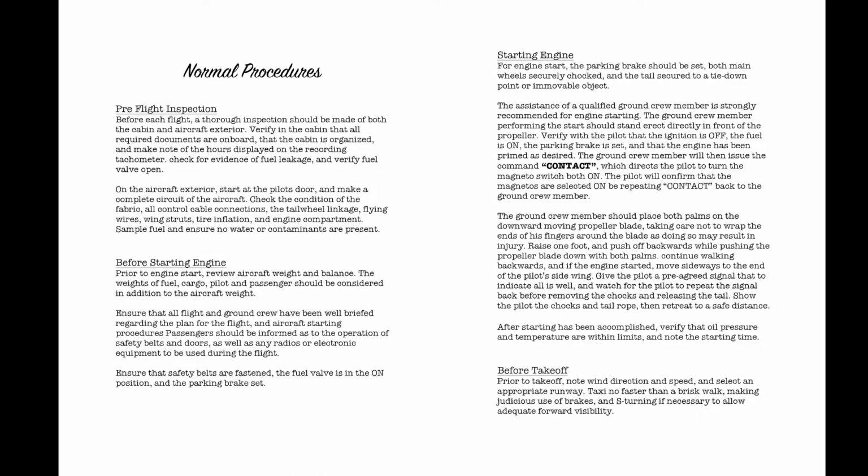Section 4 will go through normal procedures. So this will go through all of the procedures needed to operate the airplane on a normal flight, from the pre-flight inspection, startup, taxi out, takeoff, normal flight, landing, shutdown. And that'll give us all the procedures that we need to follow to conduct the airplane on a normal flight.